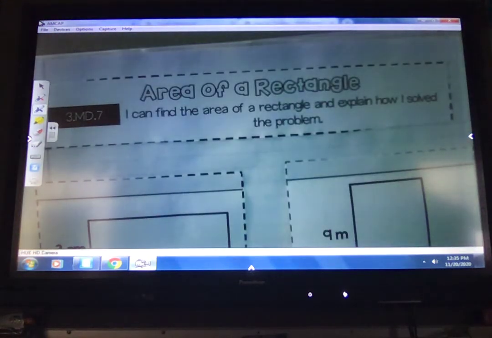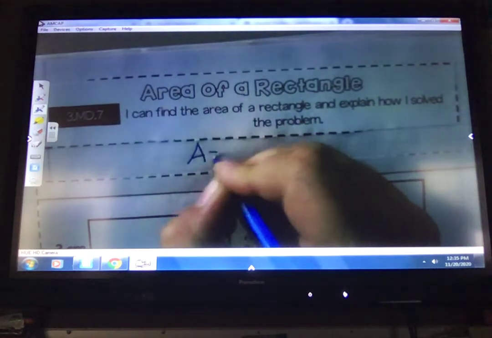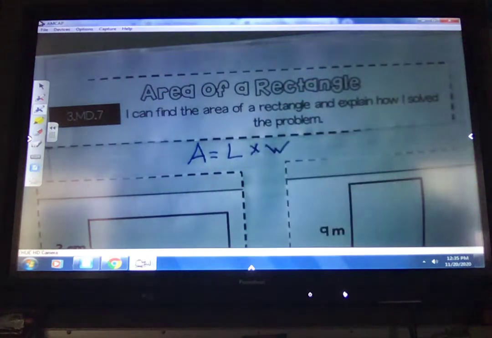The next area page, you don't have the square units. They actually number or measure the sides. So remember, on area, simply do length times width. So I want you to write area equals L times W. Length times width. You only need 2 sides.